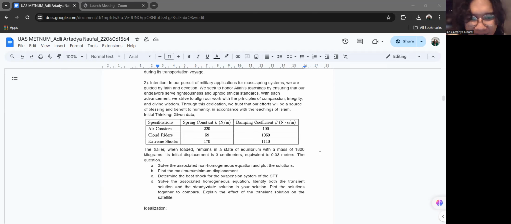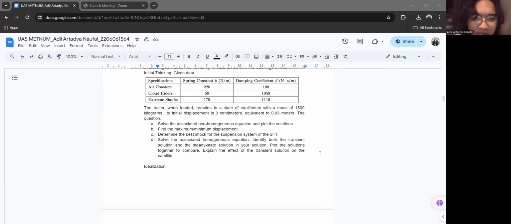The second question is, find the maximum and minimum displacement. The third question is, determine the best shock suspension system for the STT. And the fourth one is, solve the associated homogeneous equation, identify both the transient solution and the steady state solution, and the inverse solution. Plot the solutions together to compare, and explain the effects of the transient solution on the satellites.